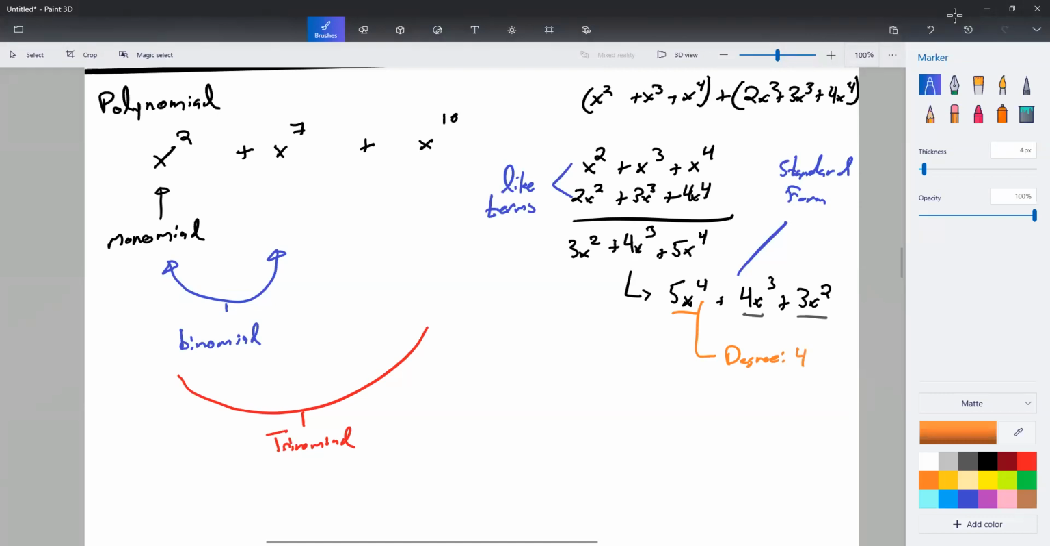Another thing to consider is the leading coefficient. These numbers that are attached to these different x terms, so we have a 3x squared, a 4x cubed, a 5x to the fourth, are all coefficients. Now, this one over here, the 5, is special because that's the one that's way out in front. It's in front of everything. So we call this the leading coefficient.